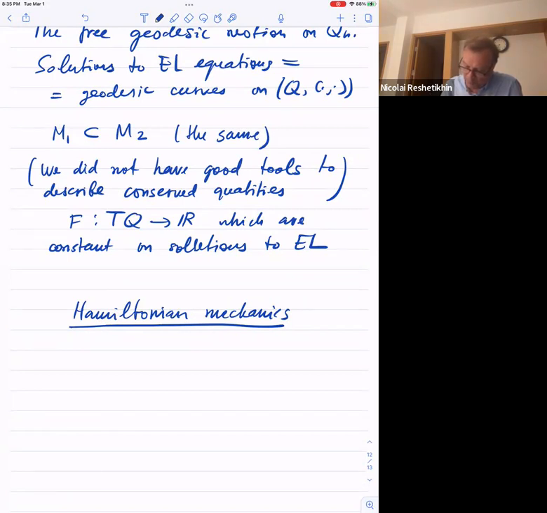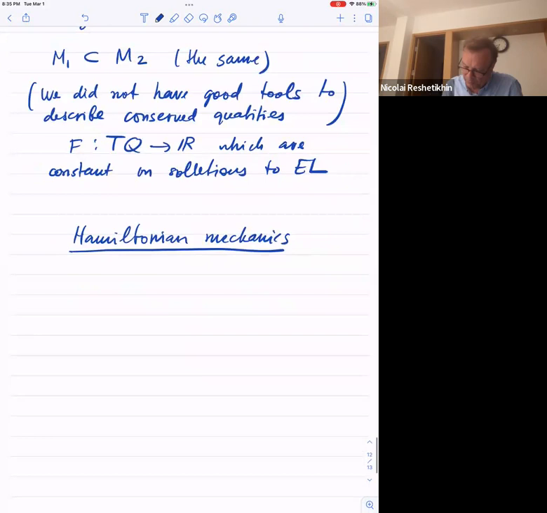Okay, so what is Hamiltonian mechanics? First, let's look at the very important mathematical tool which gives us a passage from Lagrangian to Hamiltonian mechanics. That's the Legendre transform.